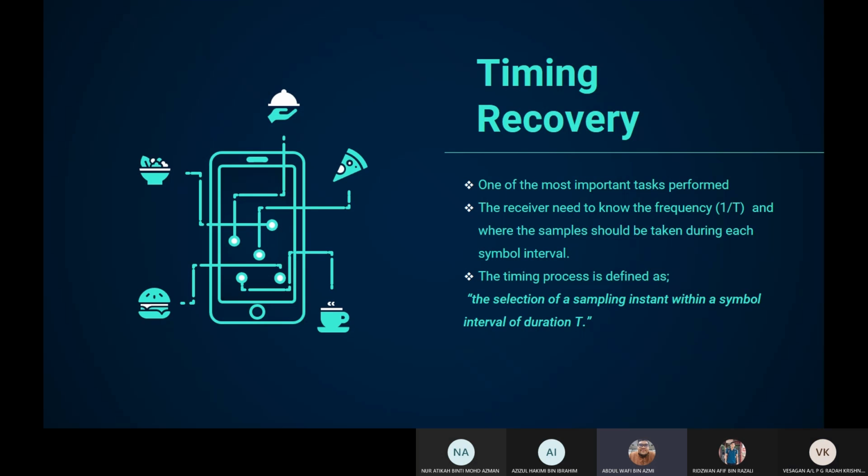Timing recovery is one of the most important tasks performed at the receiver of a synchronized digital communication device. Not only does the receiver need to know the frequency, which is 1 over T, at which the output of the matched filter or correlator is sampled, but it also needs to know where a sample should be taken during each symbol interval. The timing process is well defined as the selection of the sampling instant within a symbol interval of duration T.